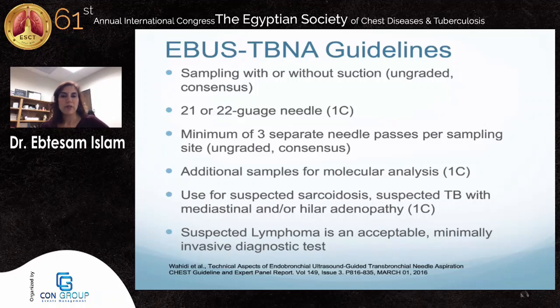Now, you can use EBUS for suspected sarcoidosis or tuberculosis with mediastinal and or hilar adenopathy. And you can also use it for suspected lymphoma. This is an acceptable, minimally invasive diagnostic test. However, I do caution, if there's a high suspicion that the patient has lymphoma and the EBUS samples come back negative, then obviously there should be pursuance of further diagnosis of the patient with lymphoma.